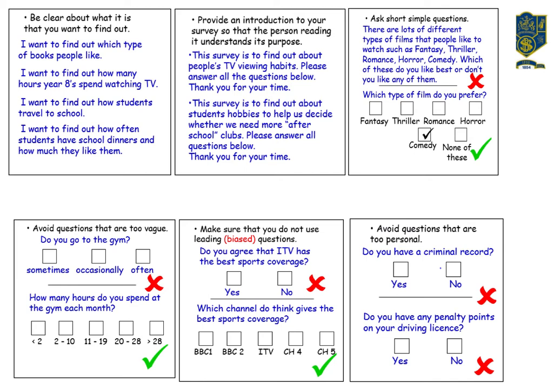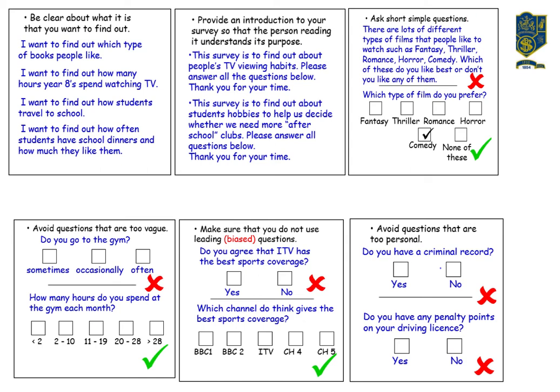So in doing surveys, you should be clear about what it is that you're trying to find out. So I want to find out which type of books people like, how many hours you spend watching TV, or how students travel to school, or how often students take school dinners and how much they like them. You should provide an introduction to your survey so that the person reading it understands its purpose. Ask short, simple questions.